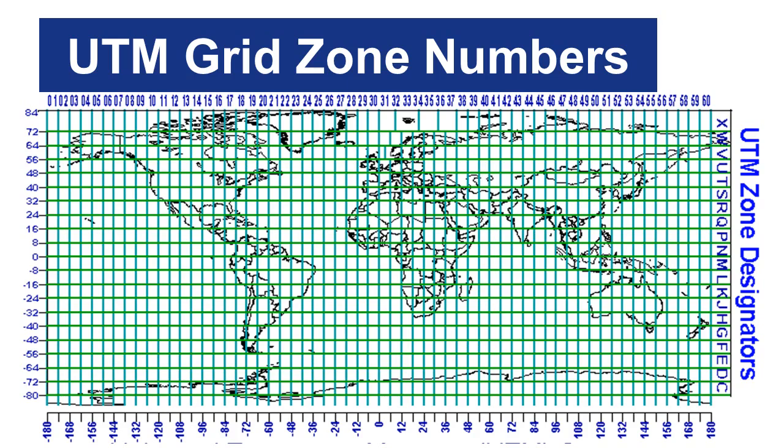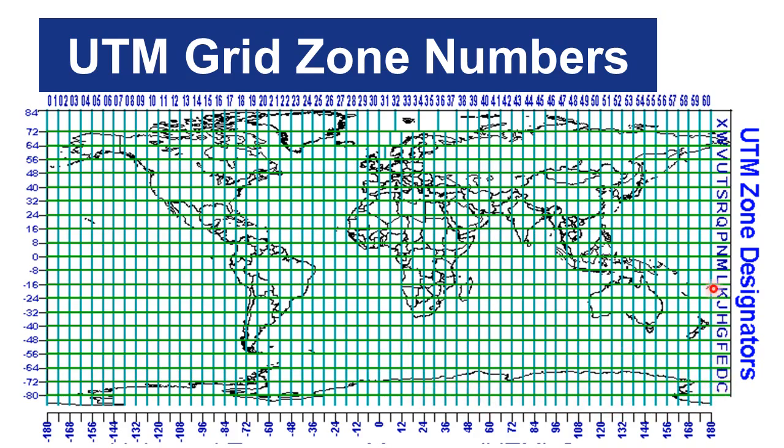Here are those UTM grid zone numbers. As I said, actually I made a mistake before. It actually starts at C and goes through to X, and the reason for that is A and B are actually used, but these zones are very, very narrow in the polar areas, and they cover the Antarctic continent.